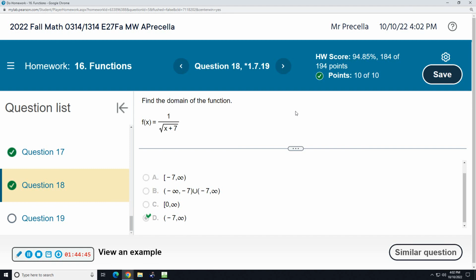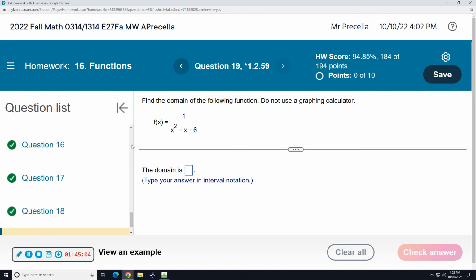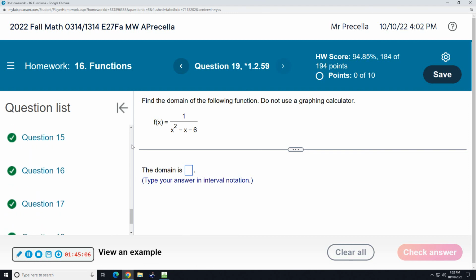One more, and y'all tell me what we're going to do. Well, there's no square root symbol in it, so don't start doing cut points, okay? I know what to do here, Tony. Don't worry. Let me write the problem. Is it 16? Okay. Find the domain of the following function. It says do not use a graphing calculator. If you want to use a graphing calculator, go for it.